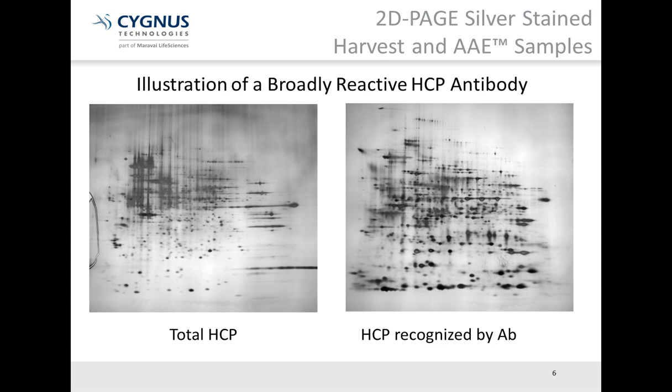Second, we ran this sample for 6 cycles over the AAE column to make a point. And that point is that AAE also acts to enrich HCPs, which is very important to the next part of this discussion.